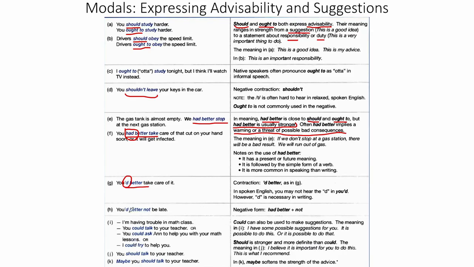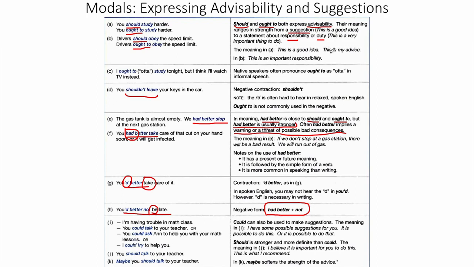You'd better not, this is the negative form. This is how you make the negative form for the modal had better. You'd better not be late. The negative form is had better not, followed by the simple form of the verb, be. Here we have the verb be, here we have the verb take. Remember, we never use the infinitive with to, we just use the infinitive without to, the simple form of the verb.